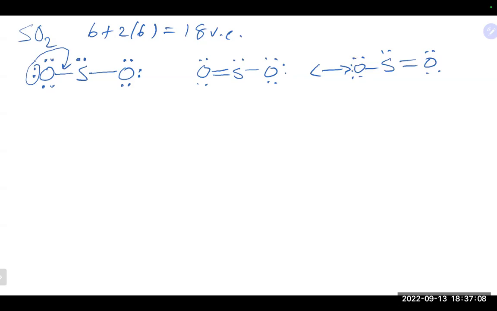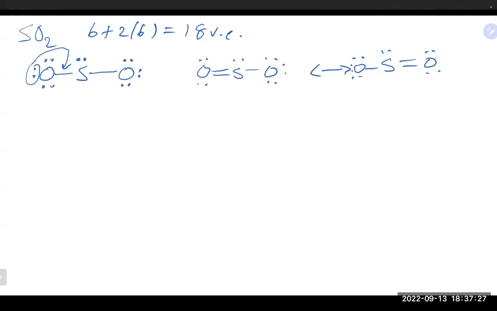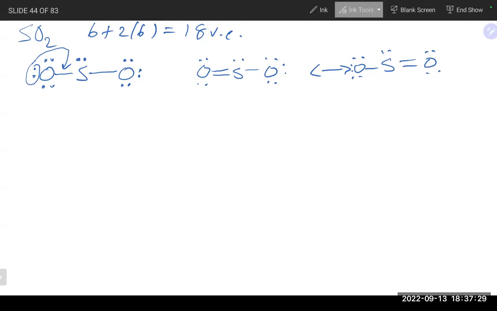Any questions on that particular one? So again, you need to make sure you follow the distribution of those electrons. It is a super common mistake that people make on this one. They never get the dots on the central atom. So again, if you follow what we talked about, you should definitely get those dots on the central atom. Any questions on that one?